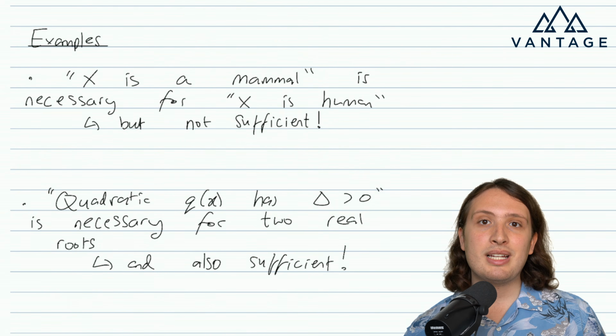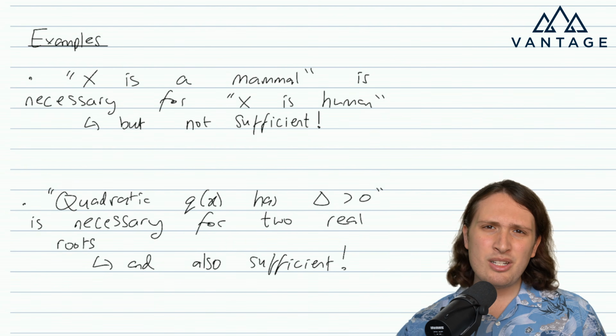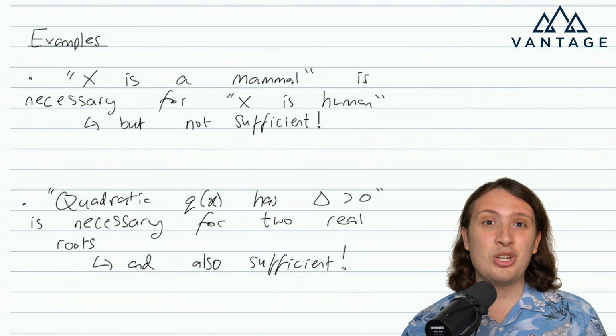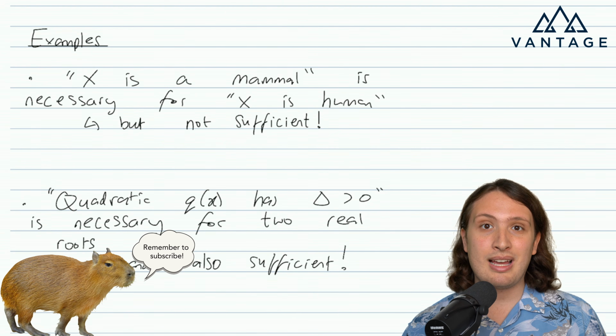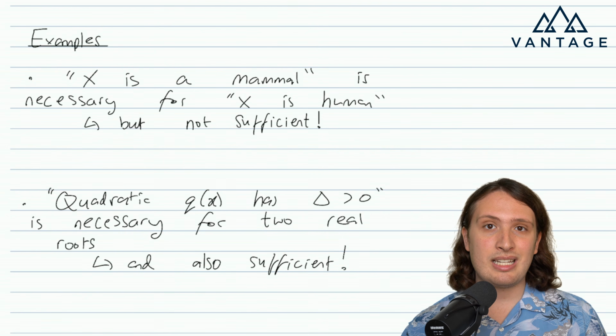So thinking about a few examples, "X is a mammal" is necessary for "X is human," because a human is a type of mammal. So if X were not a mammal, there's no chance that X could possibly be a human. But it's not sufficient, because it's possible that X is a non-human mammal. X might be a capybara, for example.